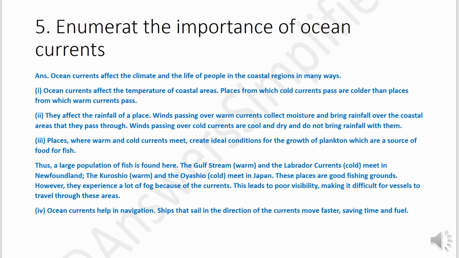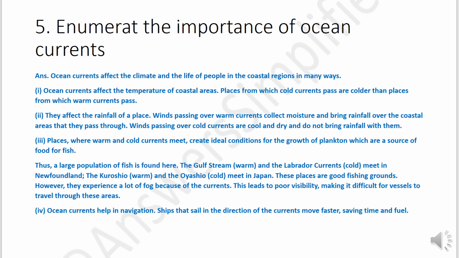Question 5. Enumerate the importance of ocean currents. Answer. Ocean currents affect the climate and life of people in the coastal regions in many ways. Ocean currents affect the temperature of coastal areas. Places from which cold currents pass are colder than places from which warm currents pass. They affect the rainfall of a place.